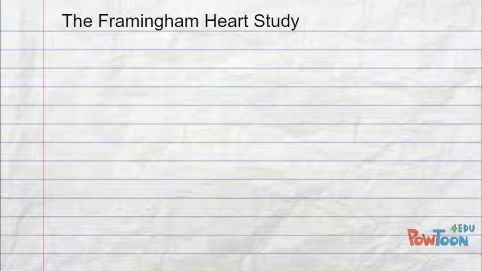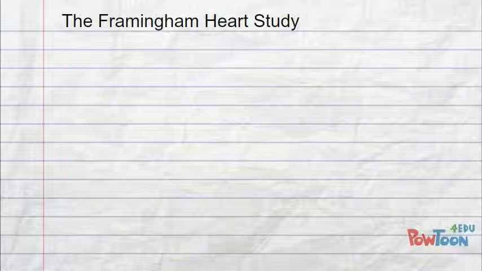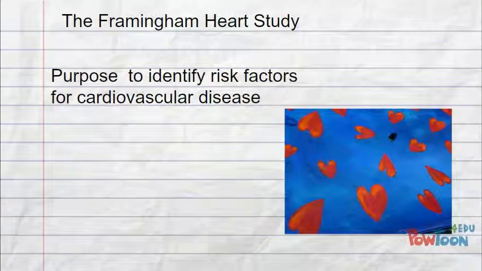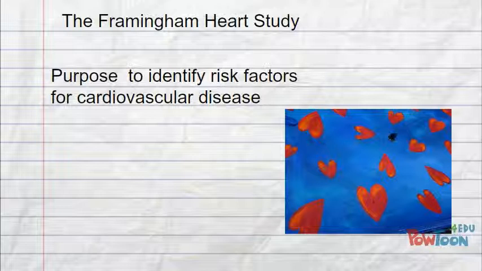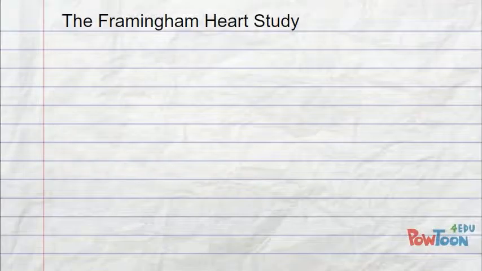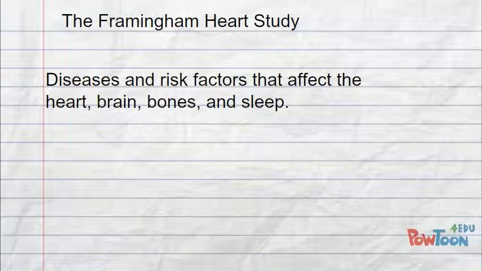Another important study was the Framingham Heart Study. You may have already discussed this in your Adult 2 course. This study started in 1948 with the purpose of identifying risk factors for cardiovascular disease. 77 years later, this study is still going strong, and data has been used to expand our knowledge about important diseases and risk factors that affect the heart, the brain, the bones, and the effect of sleep on disease. You can read more about this ongoing research by clicking the link in the narrative.